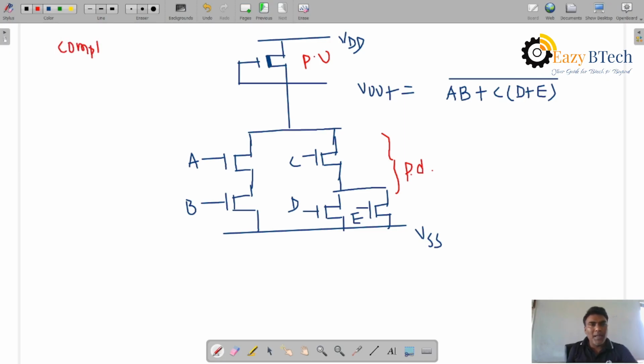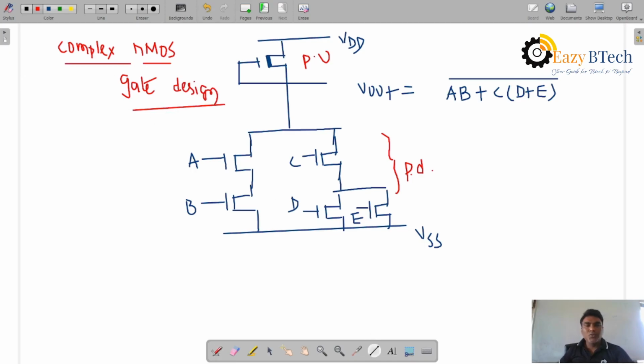We call it complex NMOS gate design. You can remember this, and logic or logic. If it is NMOS design, the depletion is always constant, which will not change. So changes happen in the pull down transistor, the enhancement region. The logic depends on this enhancement region: series is AND logic, parallel is OR logic.